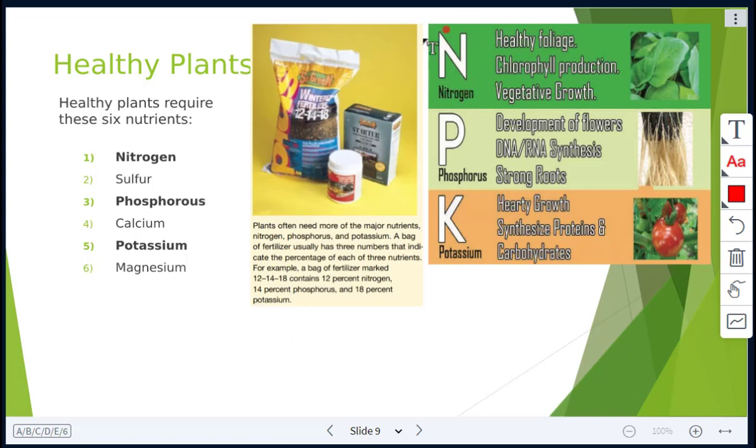Nitrogen is very important for healthy foliage, chlorophyll production, and vegetative growth. Phosphorus is important for the development of flowers and strong roots. And potassium is important for hardy growth, and for synthesizing proteins and carbohydrates.